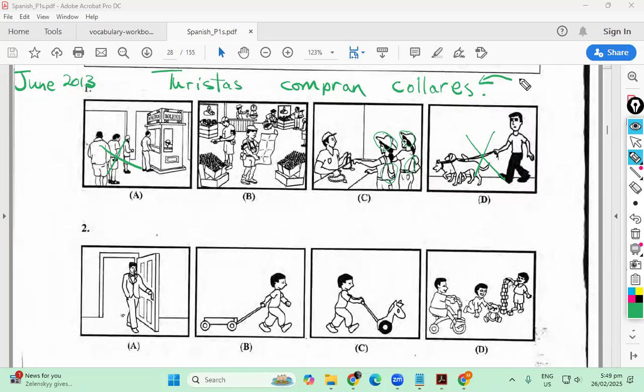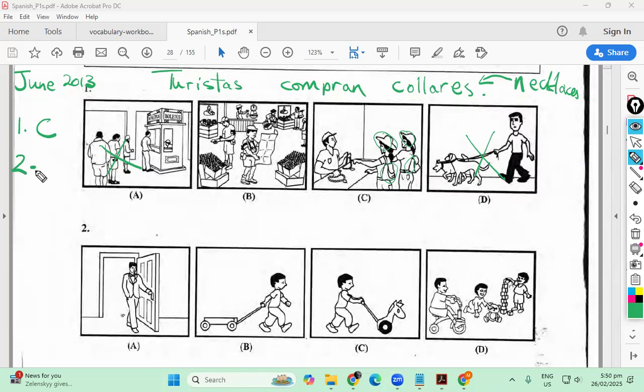Collares looks like the word collar, like a collar that you put around your neck. I guess that's where the dogs with the collars come in. But anyhow, necklaces, right? So the one where the tourists are buying necklaces, that is C, right? Which some people got anyway already without the explanation. So good job if you did. All right, number 1, C. Use the words that you recognize to help you figure out the answer, right?